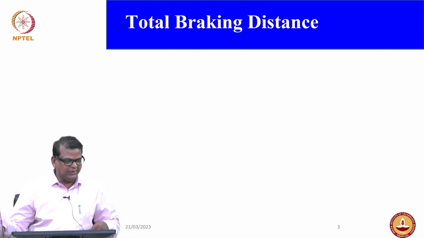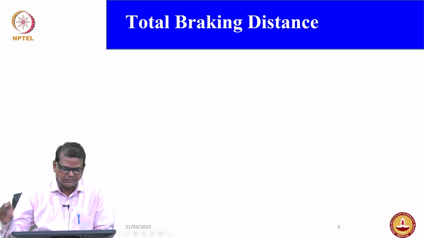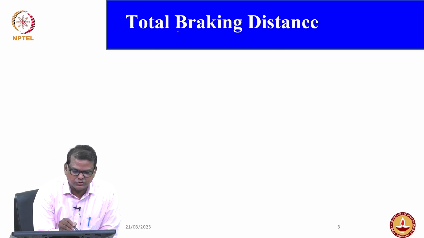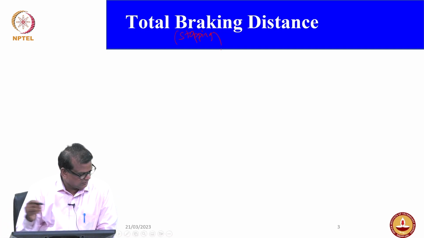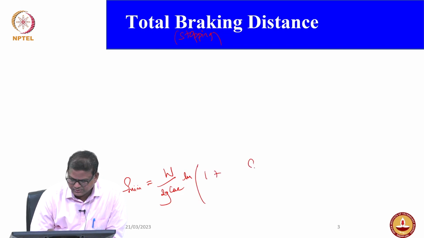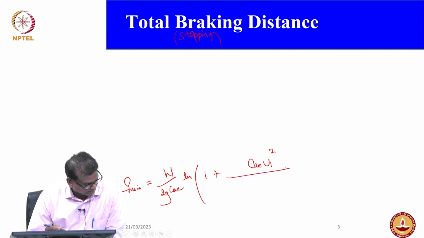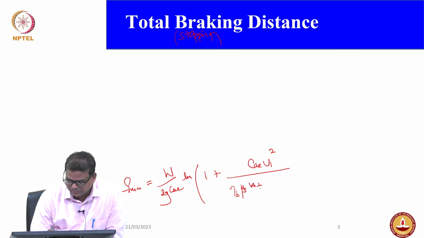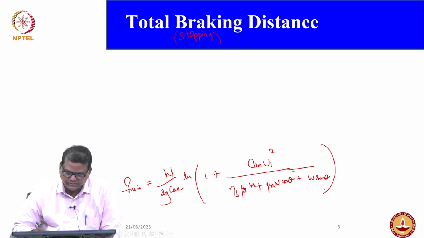I am sure you know the equation for the minimum distance, or total braking distance, or total stopping distance, which are all the same. Let me write that equation: S min = W/2C ln(1 + ... v² / (η_B ...)), with terms in μs W plus Vr W cos θ plus W sin θ. So, this is the equation.